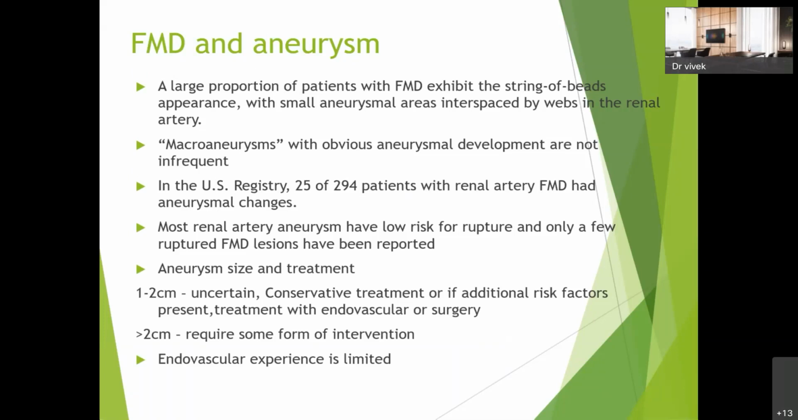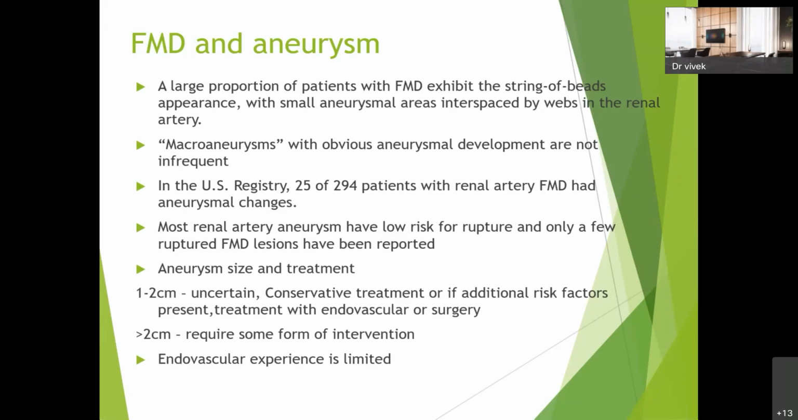Fibromuscular dysplasia and aneurysms. A large proportion of patients experience small aneurysmal areas interspaced by webs in the renal artery. Microaneurysms are not infrequent, though very few patients are noted even in the US registry, where 25 out of 295 patients had aneurysmal changes. Most aneurysms have very low risk of rupture, and only few ruptured FMDs have been noted.